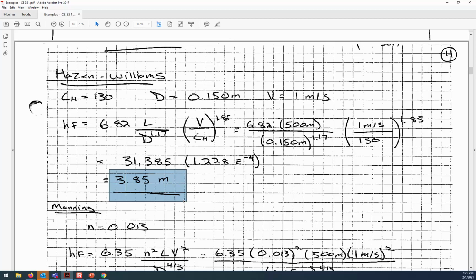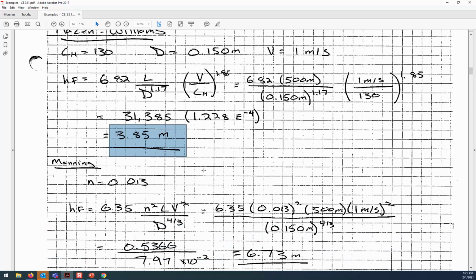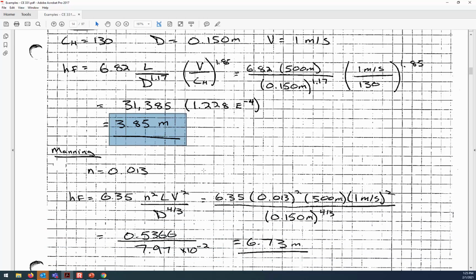Now, what the Manning equation says about these same flow conditions is 6.73 meters of head loss. And so it's kind of overestimating what the head loss might be. And then the most accurate version is going to be the Darcy-Weisbach.